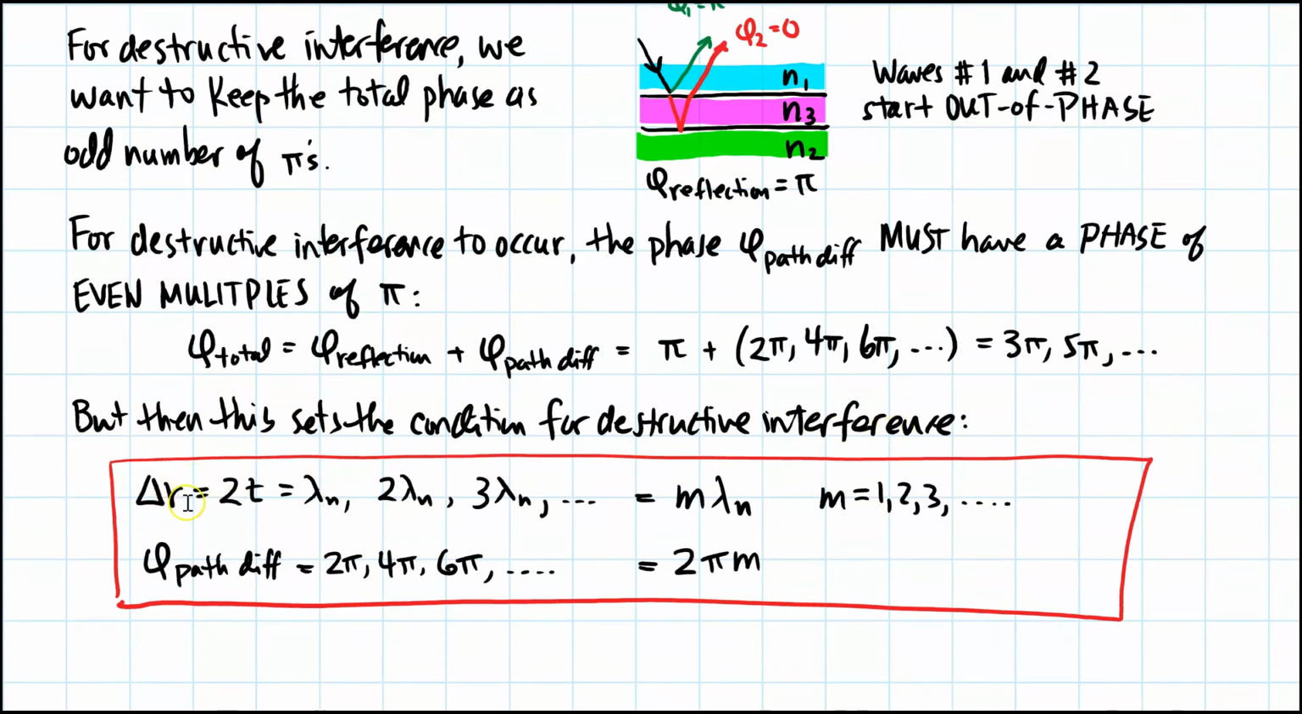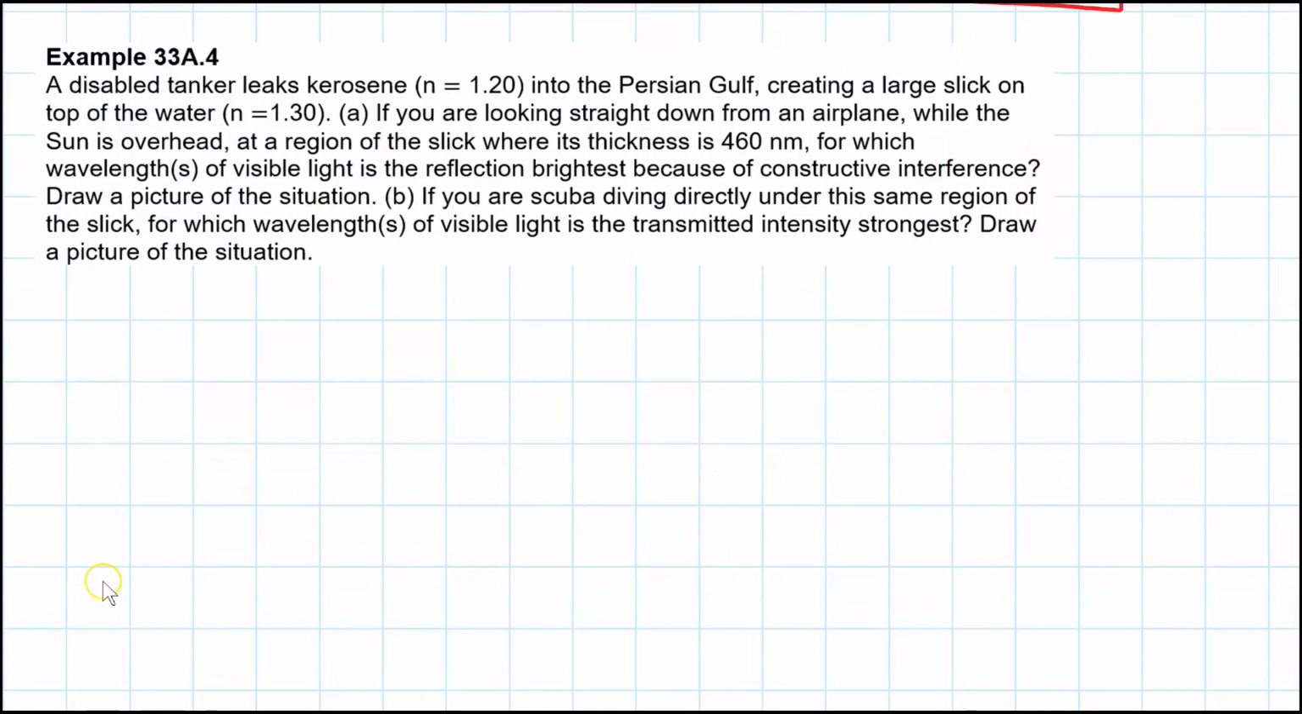So if the path difference is 2t, it has to be multiples of whole wavelengths, which means m times the wavelength in the index of refraction, where m has no value of 0, but starts at 1, 2, 3, and then the phases are factors of 2 pi, so I get 2 pi m. And now I want to apply all this thinking to example 33A.4.